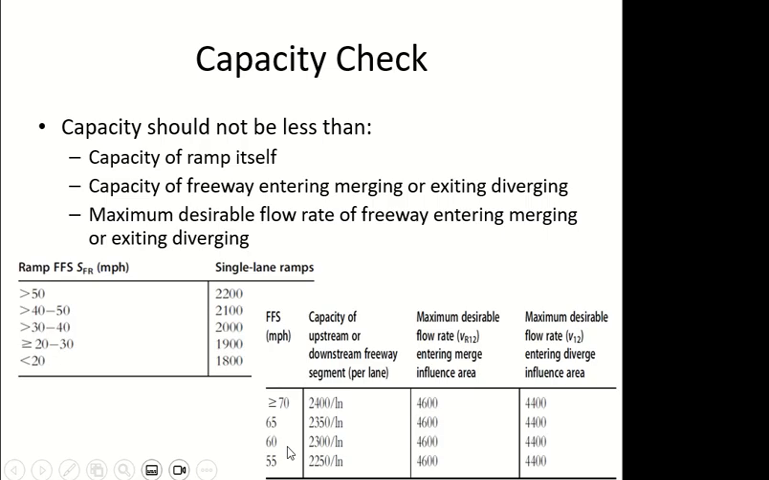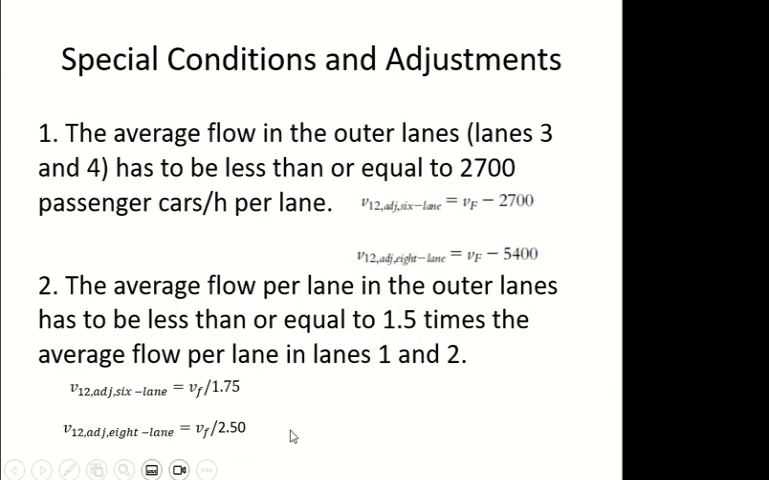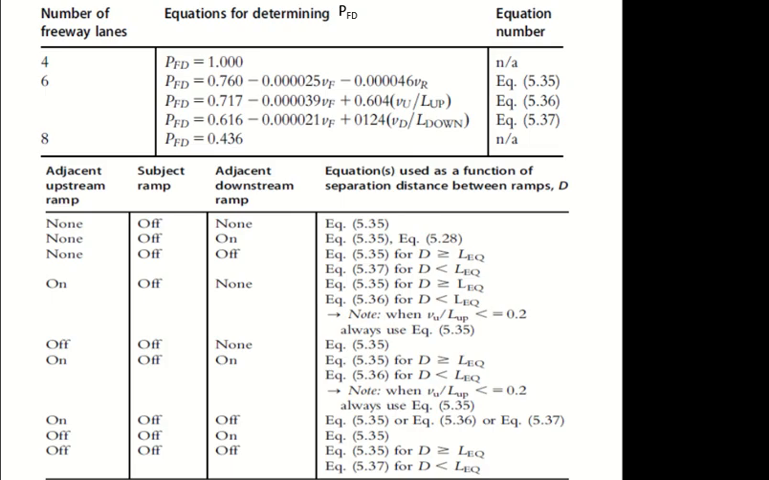The second one is capacity of the freeway itself. If the flow on the freeway is more than the capacity, the level of service is F, and you can stop there. The capacity is given here, again as per the free flow speed. For capacity, we have seen the equation for the freeway. So if your free flow speed is 66 or 67, you can calculate the capacity using the previous equation, this one.